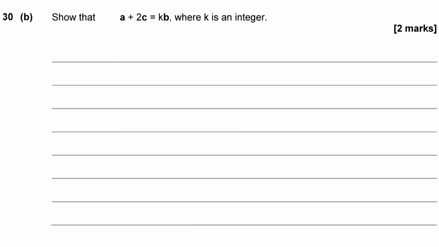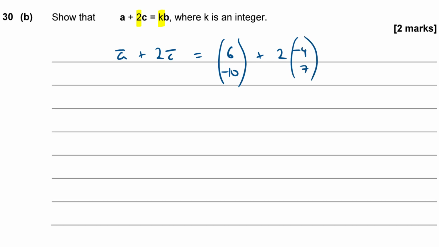30b says, show that vector A plus 2 lots of vector C is k lots of vector B, where k is an integer. Now this k here is another scalar, and this is a scalar. So vector A plus 2C, let's start with the left hand side. That is our vector 6, minus 10, plus 2 lots of our vector C, which was minus 4, 7.